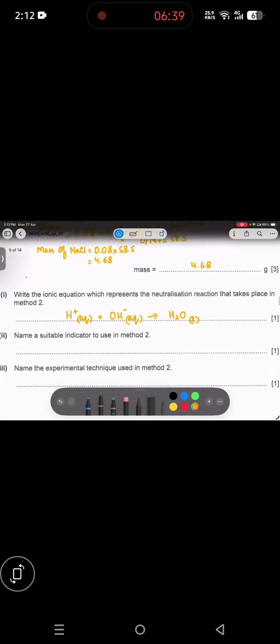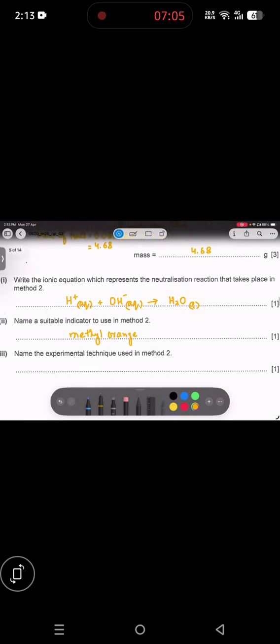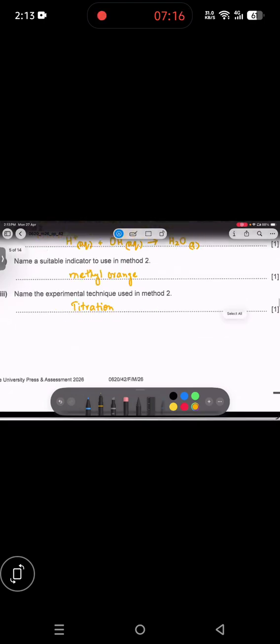Name the suitable indicator. Phenolphthalein is no more in your syllabus. The indicator that replaced phenolphthalein is methyl orange. You can write any one of these. So I'm going to write methyl orange here. Name the experimental technique used in method 2, which I have already told you. The experimental technique is what? Titration.